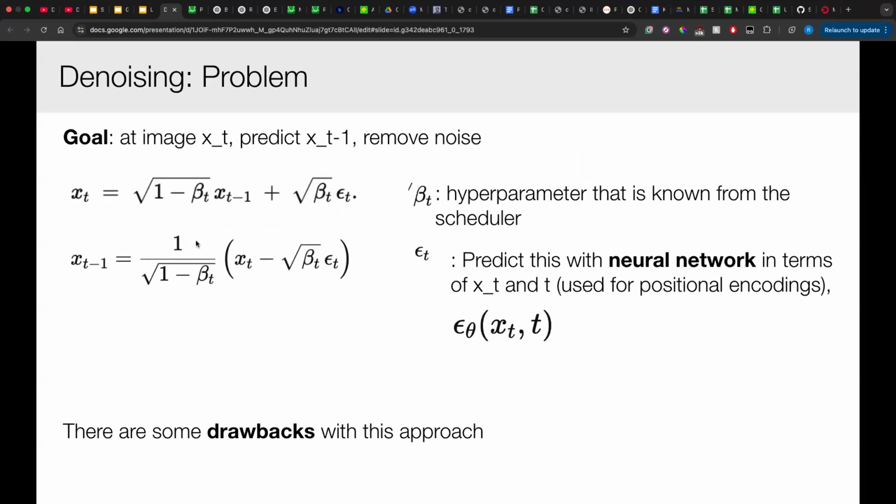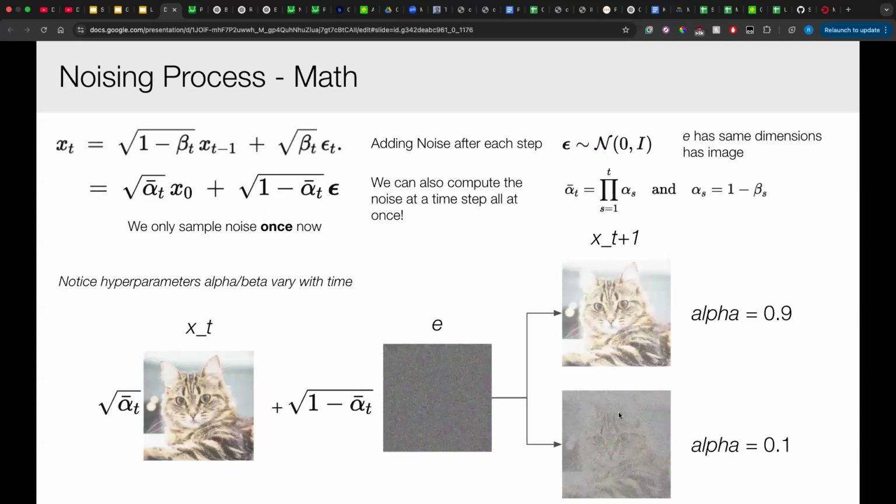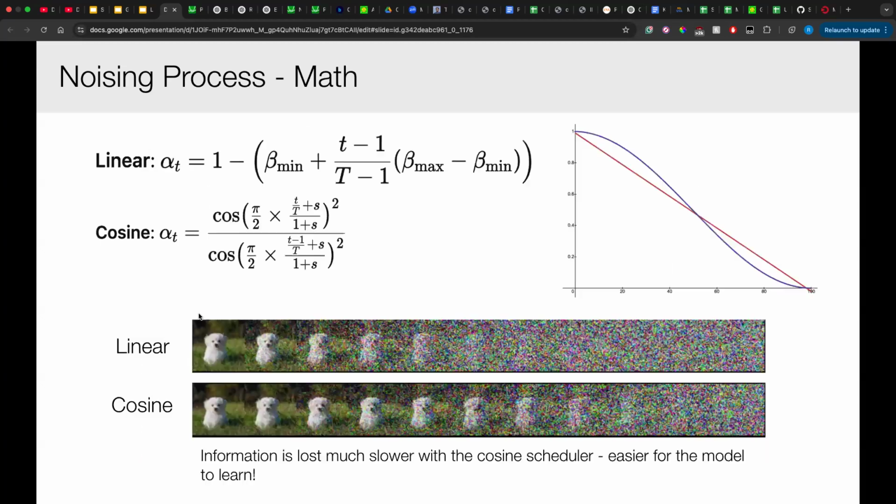Okay, so denoising. Naively, or at least at surface level, intuitively, remember, we're trying to retrace our steps, right? In noising, we take steps to leave image space. In denoising, at every iteration, we're trying to enter image space back, starting from noise. So from image x of t, a more noisy image, we predict x of t minus one. If we're at this image, we want to predict the image that brought us there.